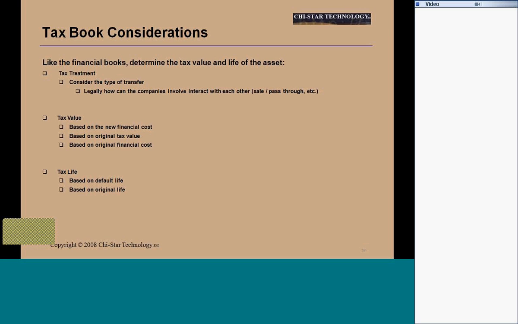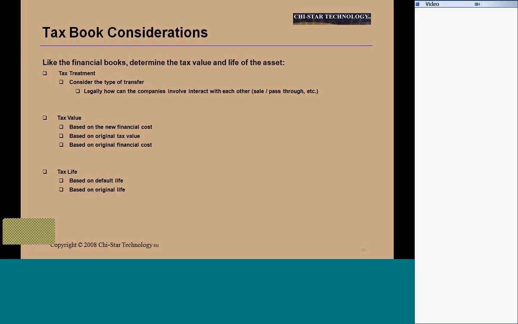And then if you are having tax books involved in your system, you need to know, same as we went over on the financial side, the tax value, how to carry over that tax value. Do you have a new financial value? So whatever my financial cost of the asset now becomes my tax cost? Or for tax purposes, do I have to bring over the original tax values off of the losing side tax books? Or do I have to bring over the original financial values? So those are my options that I have to determine for tax purposes.